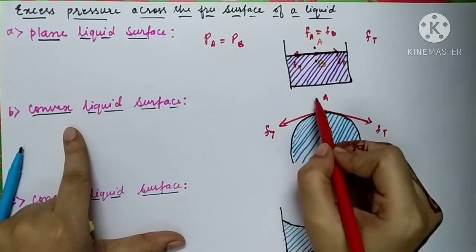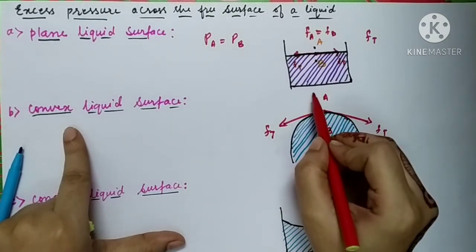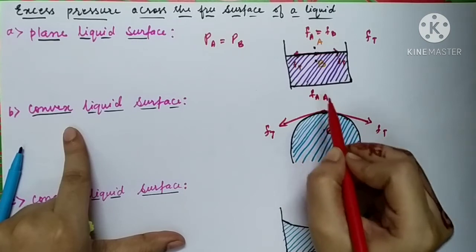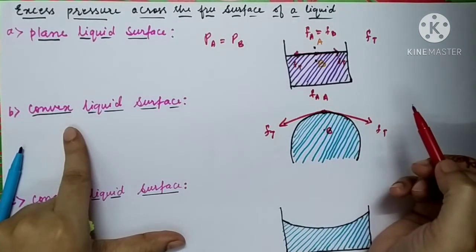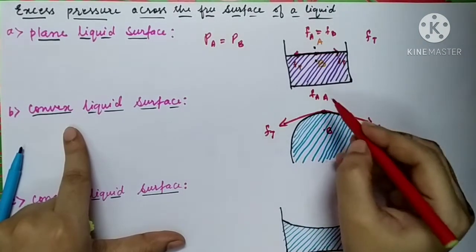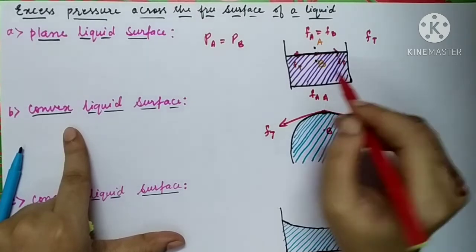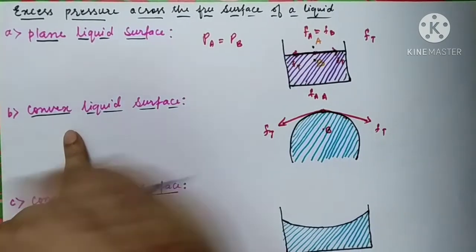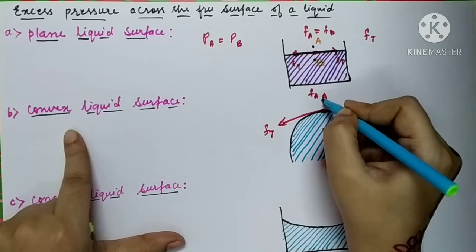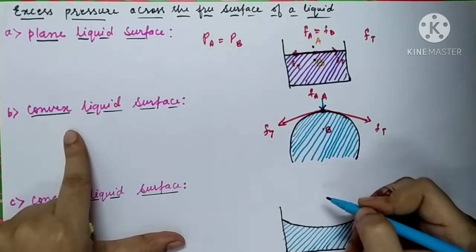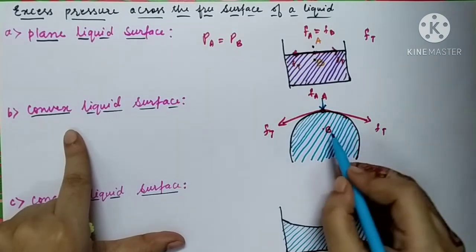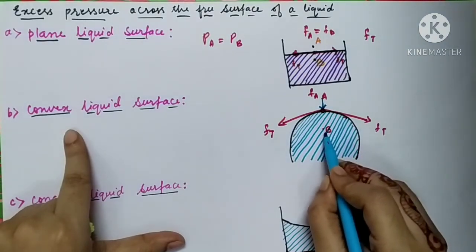The force acting at point A is the force due to atmospheric pressure, Fa. There will be atmospheric pressure, and this atmospheric pressure is going to act in a vertically downward direction at this particular point. So this is our atmospheric force. Then let's talk about point B.